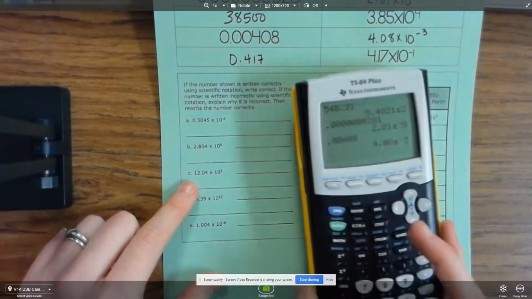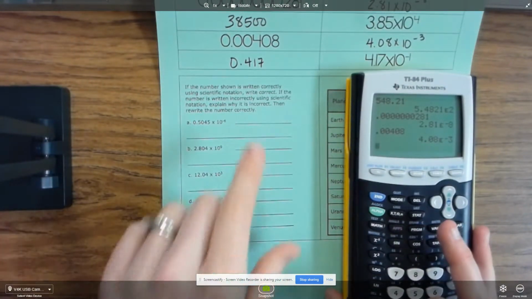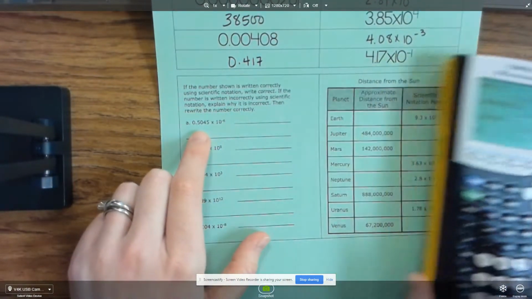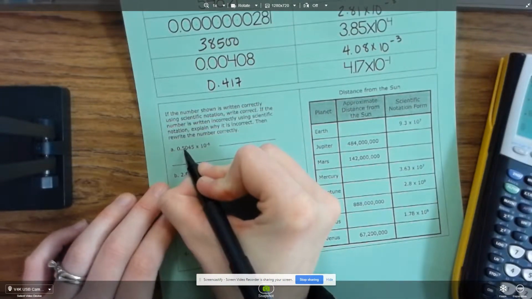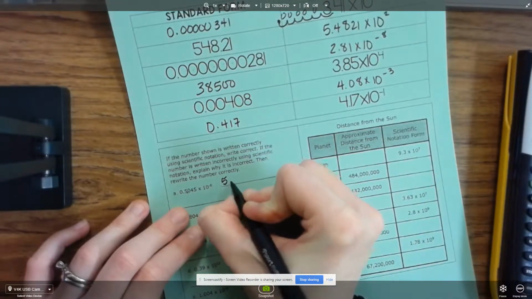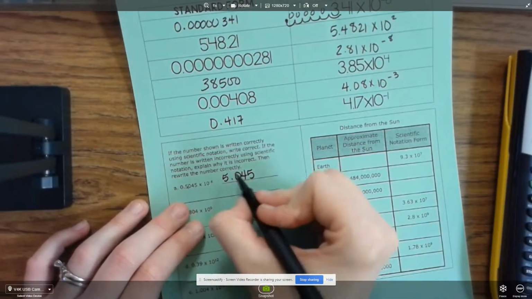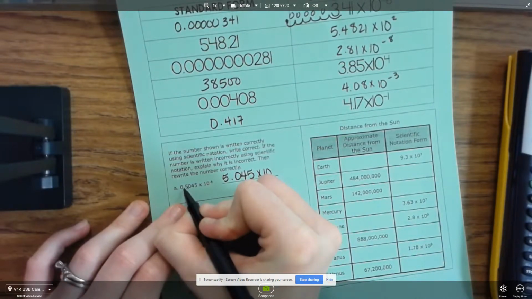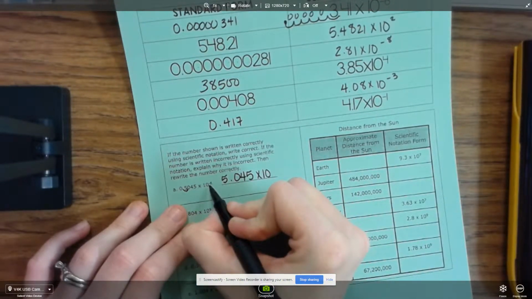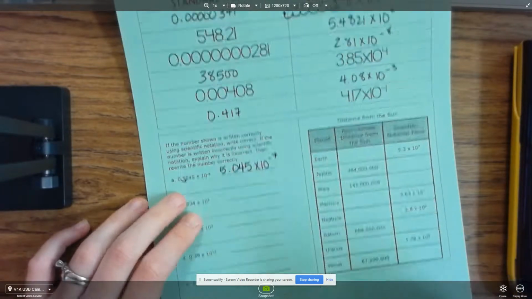And so all these are the same way. So this time it says if the number shown is written correctly, write correct. If the number is incorrect, then we're going to fix it. So what we always need in scientific notation, the decimal needs to be after the first whole number. And so for this one, it needs to be written like that. And then I've got to change the exponent. I moved this decimal one more time that way, so it would add a number here. So this would be to the -7th.